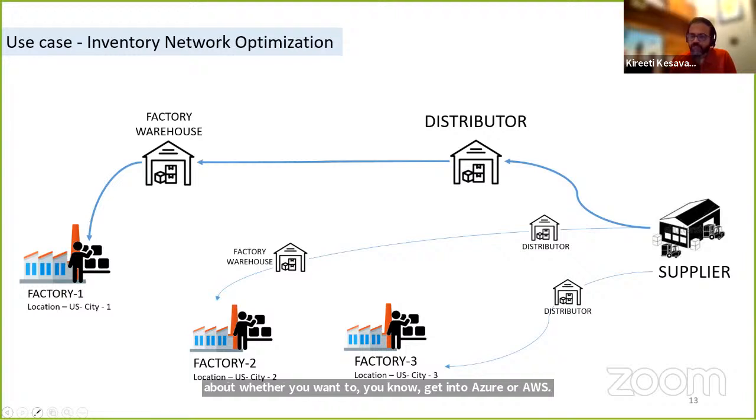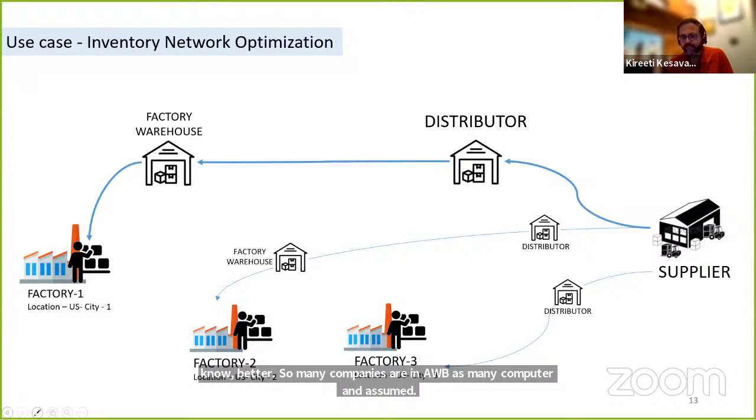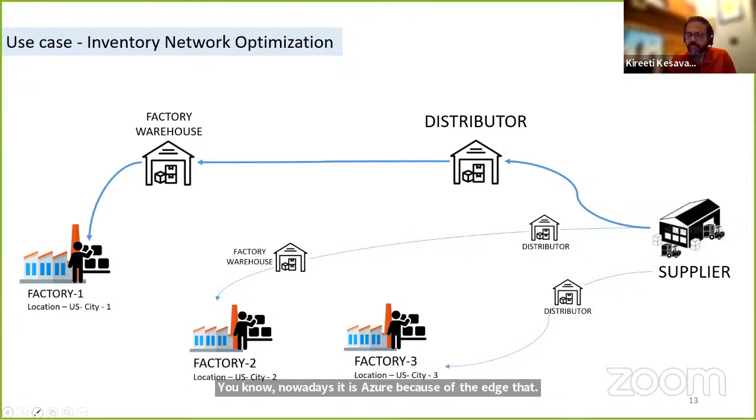Make a choice in terms of what makes you better. So many companies are in AWS, many companies are in Azure. Nowadays it is Azure because of the edge that Microsoft has in terms of OpenAI collaboration and Copilots and GPTs. They have an edge. Otherwise, it is AWS as well, right? Go with any of those, you choose it in terms of what you need. But more or less, the cloud concepts remain the same. It is the technology underlying it which varies.